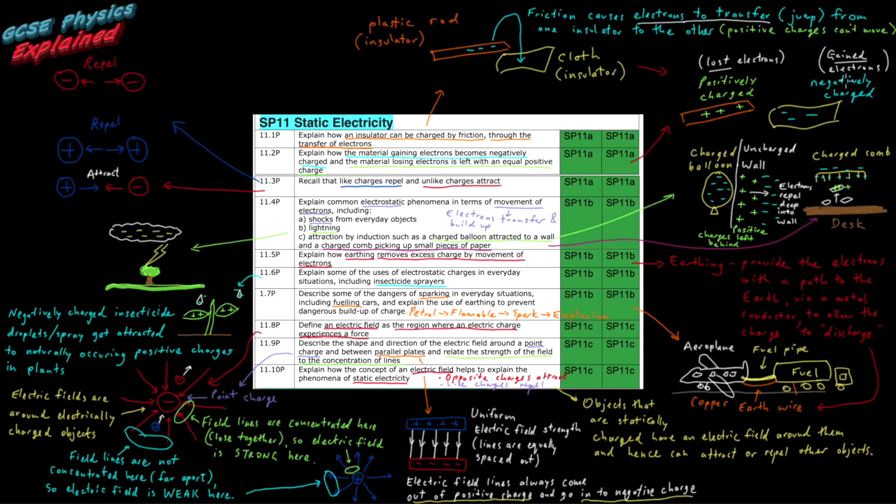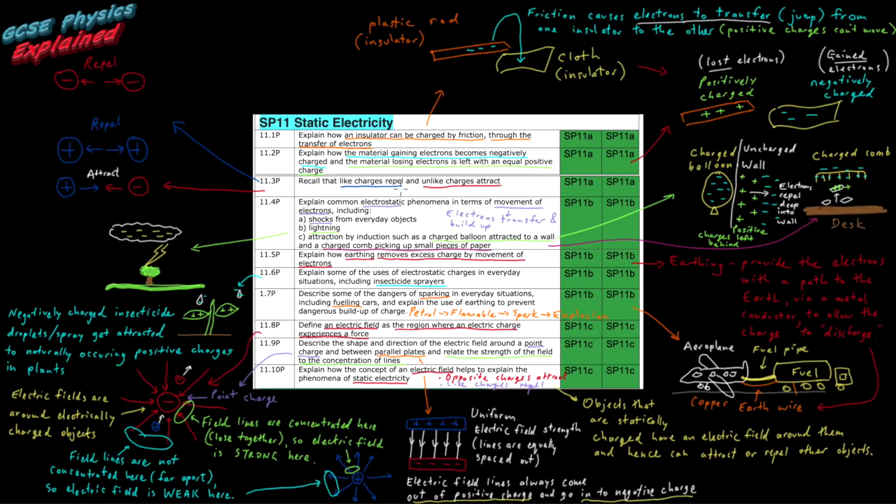A common mistake that people make is to think because something is positive, it must have gained protons. Well, that's impossible. The positive charges, the protons, can't move. They are in the middle of the atom, right in the nucleus. So I like to think when you rub an atom, it's the outer part of the atom you're rubbing, which is the shells where the electrons are. So it's only electrons that can move from atom to atom.